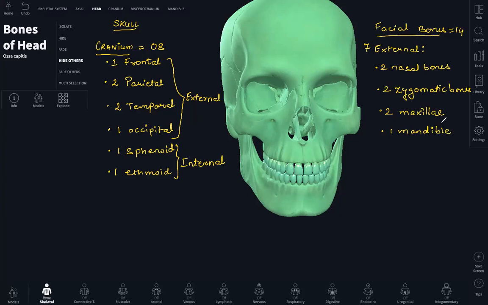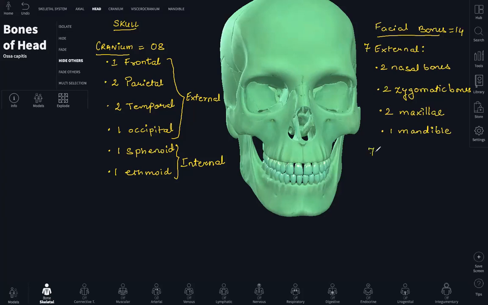Okay. So these are the 7 external bones of the face. 2 nasal bones, 2 zygomatic bones, that is the cheek bones also, the 2 maxillae, that is the bones of your upper jaw, and a single mandible.